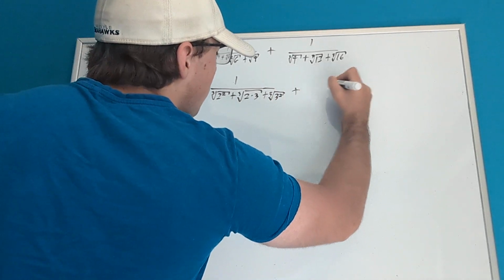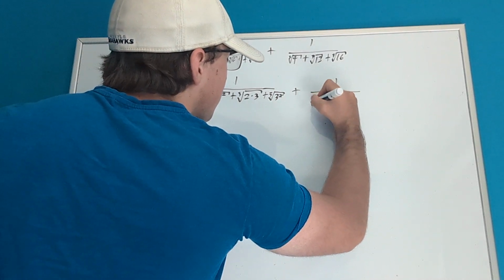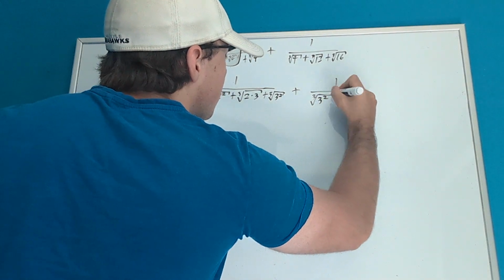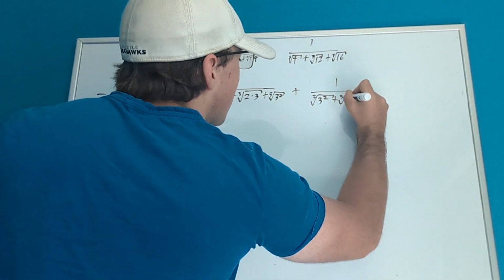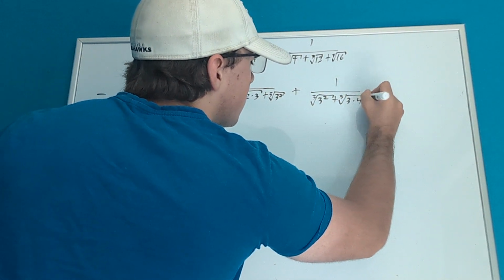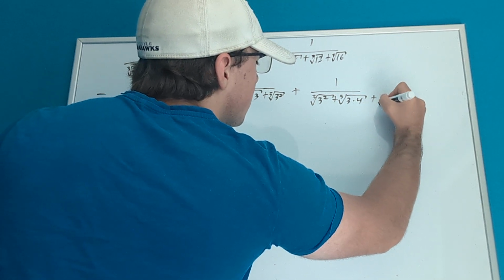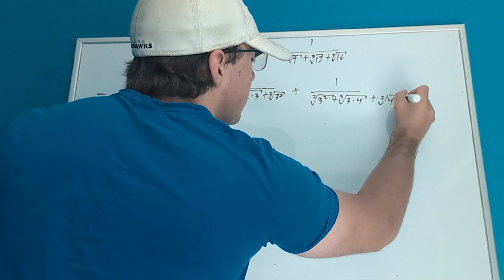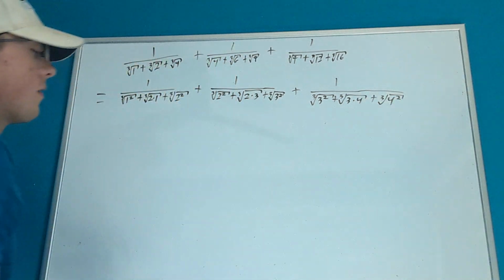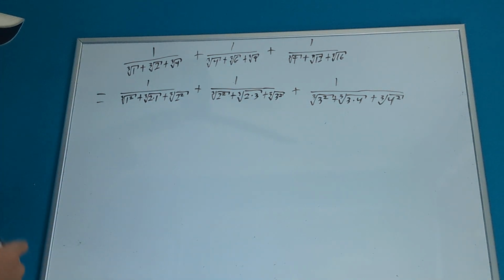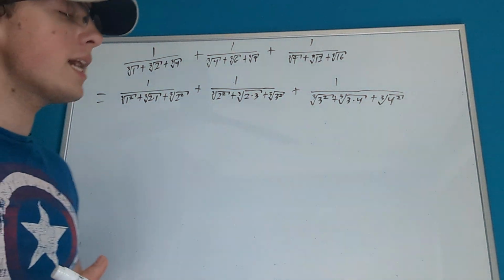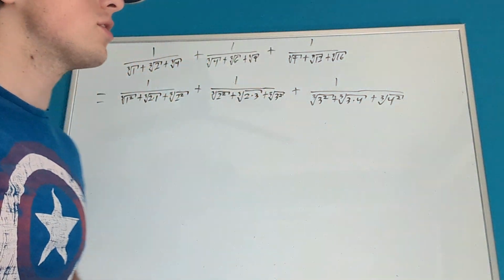Then only one more, 1 over the cube root of 3 squared plus the cube root of 3 times 4 plus the cube root of 4 squared. All right, so now we have this. And this doesn't look quite too helpful yet, but it's super helpful for us solving this.